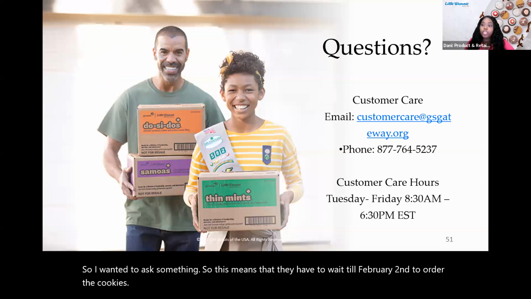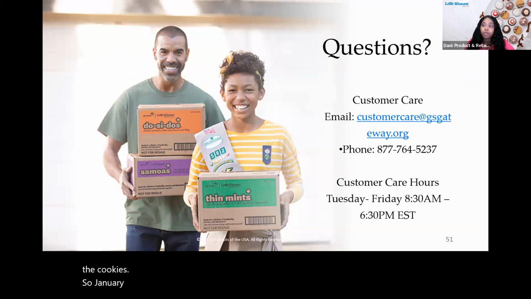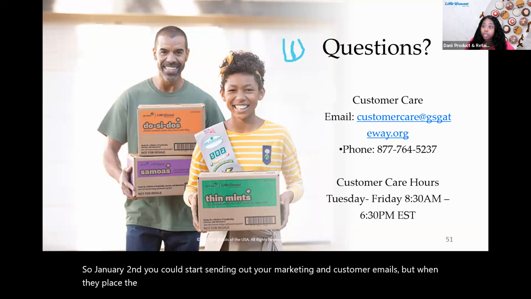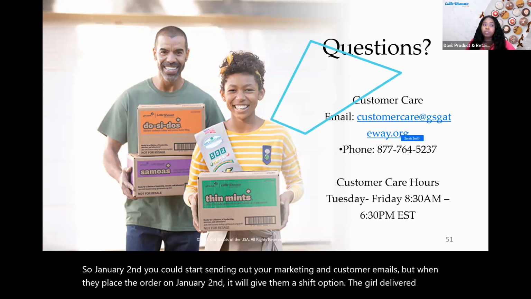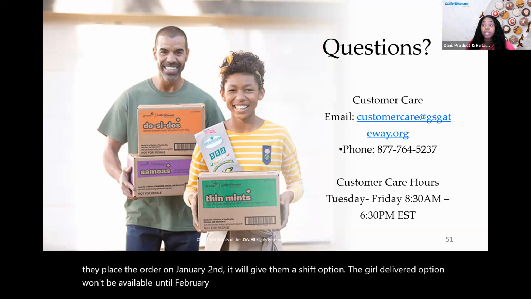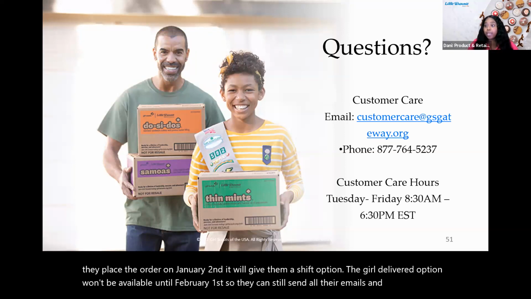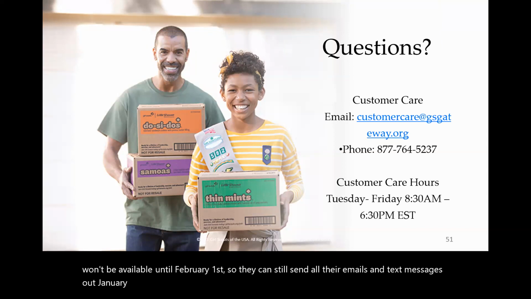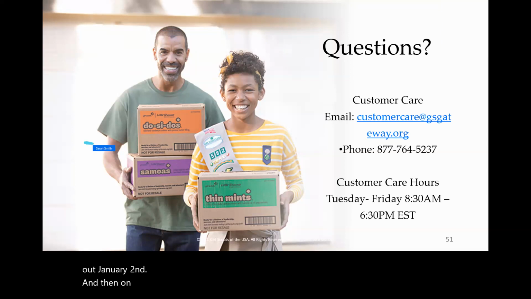So January 2nd, you could start sending out your marketing to customer emails, but when they place the order on January 2nd, it'll give them a ship option. The girl delivered option won't be available until February 1st. So they can still send all their emails and text messages out January 2nd. And then on February 1st, it'll be an option for girl delivered.